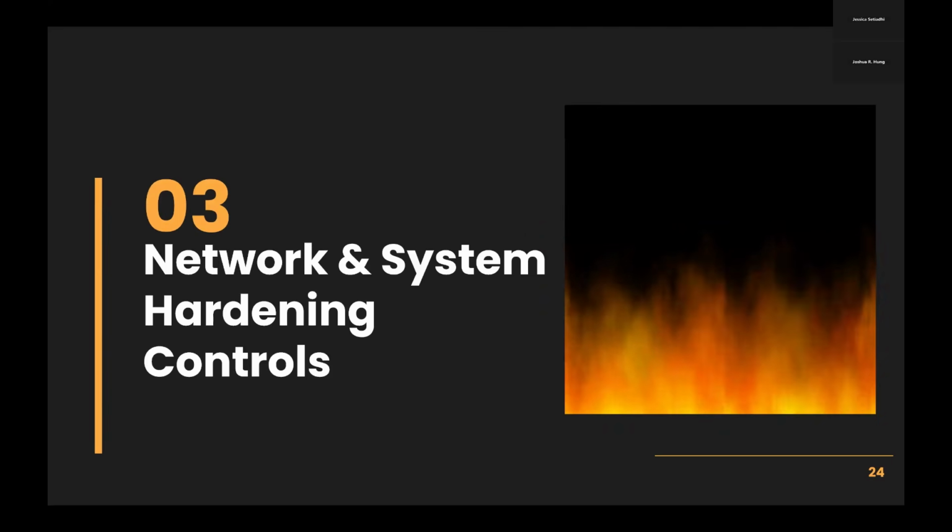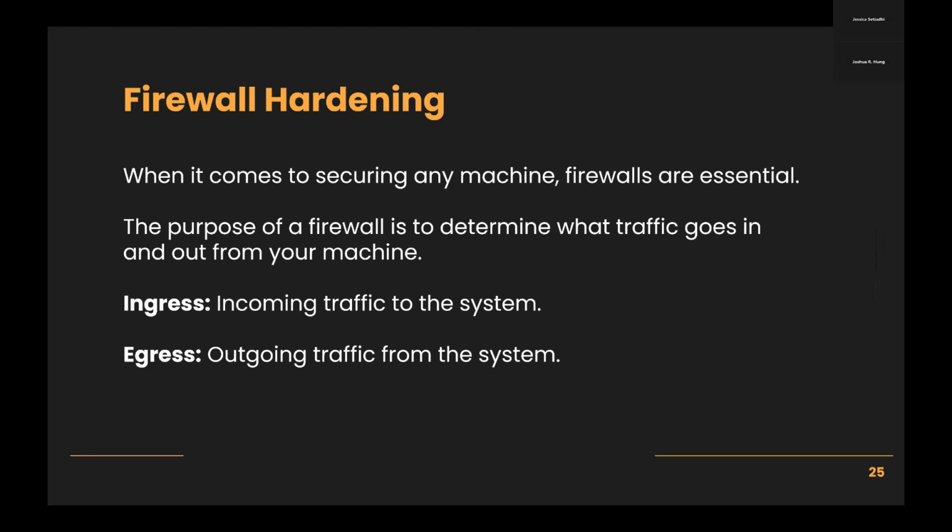So now we'll be moving on to some network and system hardening controls. And when it comes to really securing your system, firewalls are extremely, extremely important. The purpose of a firewall is to determine what traffic goes in and out of your machine. And typically, we categorize it by ingress and egress. Ingress is incoming traffic to the system, and egress is outgoing traffic from the system, right?